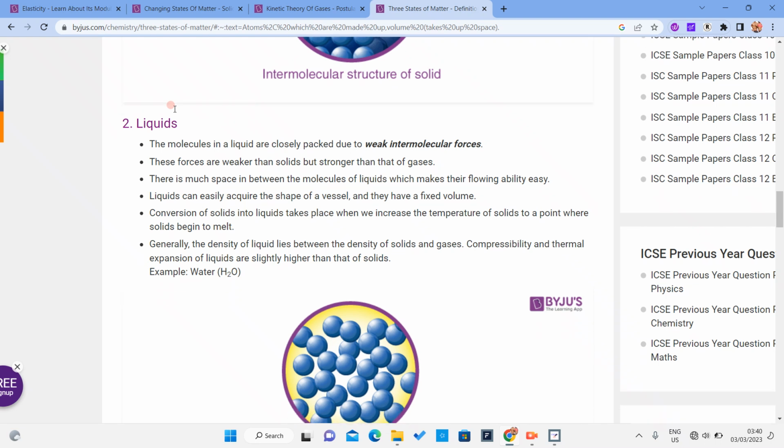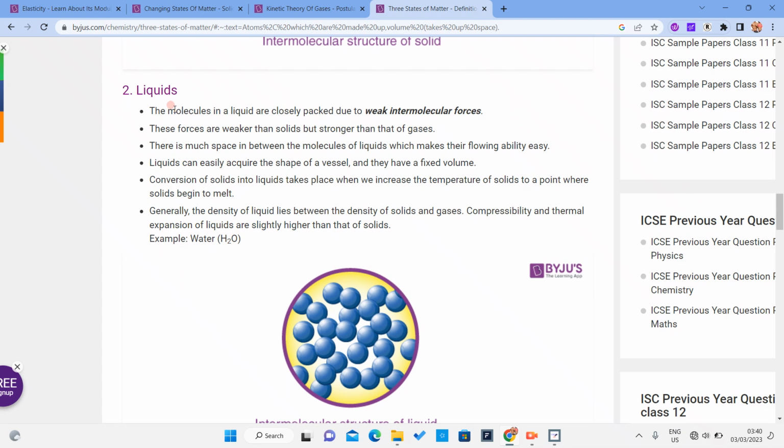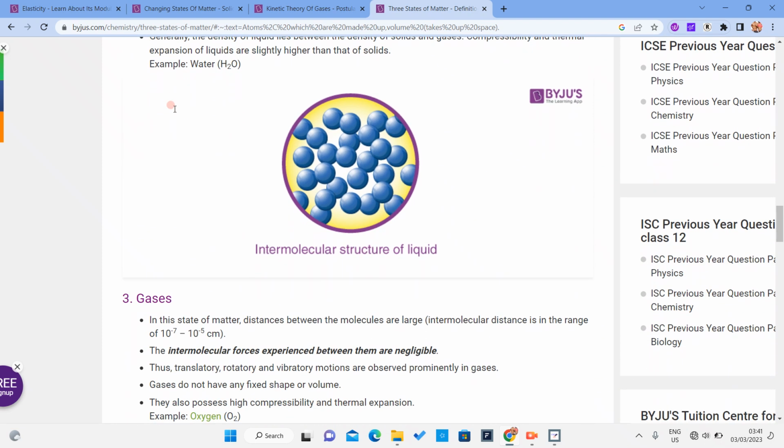Now, generally, the density of liquid lies between the density of solid and gases. Compressibility and thermal expansion of liquid are slightly higher than that of solid. What this means is that when you heat a liquid, the probability of it expanding is very high, while when you compress it, it's very likely to be compressed, compared to a solid that you can't really compress per se. An example of liquid is liquid water.